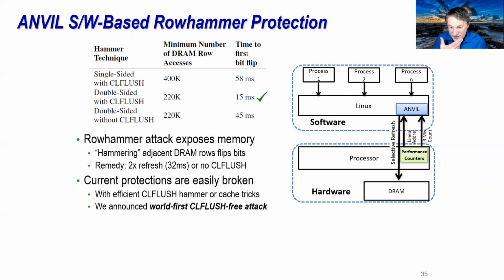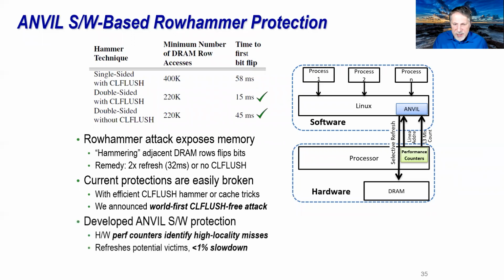Now, how do you do a refresh on a potential victim line? You just read it. Reading DRAM refreshes the line. So it's really easy to initiate a refresh. And it didn't cause much slowdown at all because these performance counters can measure these things very easily. It was really a very effective technique.